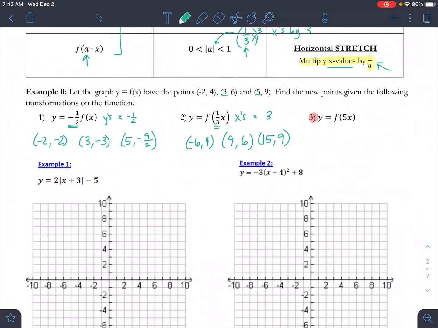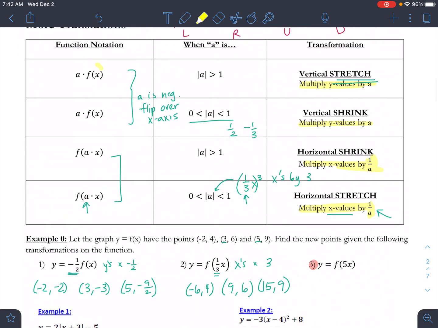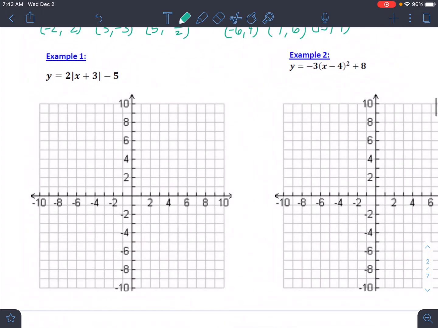All right, we're going to save number 3 to work on in class. Now we're going to dive into actually graphing these. As I mentioned, the ones we're going to be graphing are these two, for the most part, except for step functions. We'll try this out because it's kind of an interesting example. So take a look at number 1.